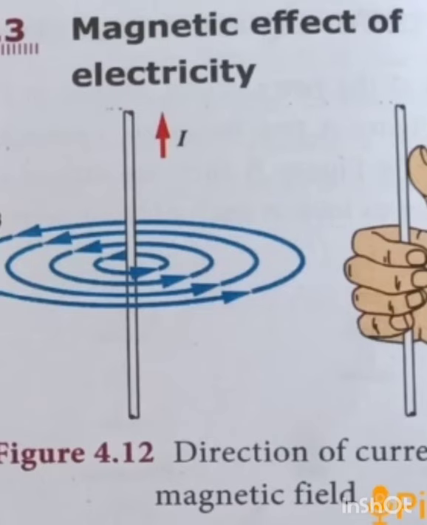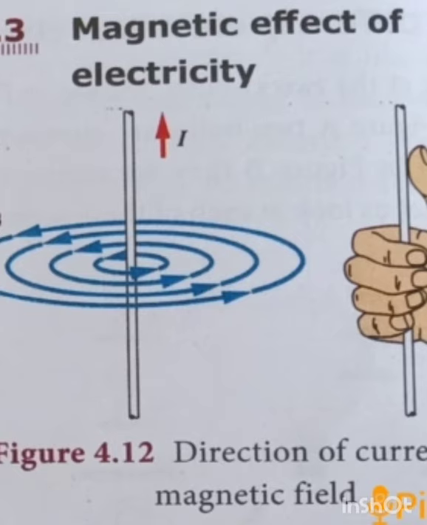Next topic, magnetic effect of electricity, that is, how the magnetic effect is produced by electricity. You just see this diagram, students. Consider this conducting wire in the first picture. In this, the current is passing through the wire. If the current is passing through the wire, a magnetic field is produced around the wire. The direction of this current is explained by the second diagram.